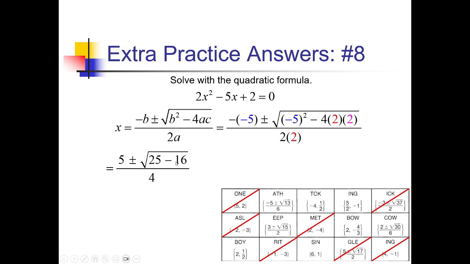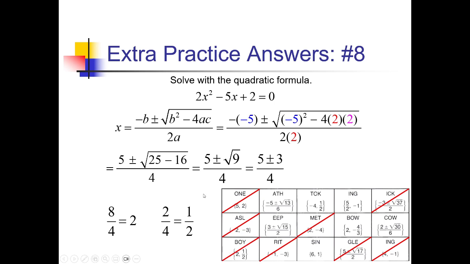25 minus 16 is going to give us 9. The square root of that is 3. So we have 5 plus 3 over 4, that's 8 over 4, which reduces to 2. And now we have 5 minus 3 over 4, that's going to be 2 over 4, which reduces to 1/2. So this is our first time getting a fractional answer. So we have 2 and we have 1/2. And I see both of those answers down in the lower left corner, so the boy is going away.